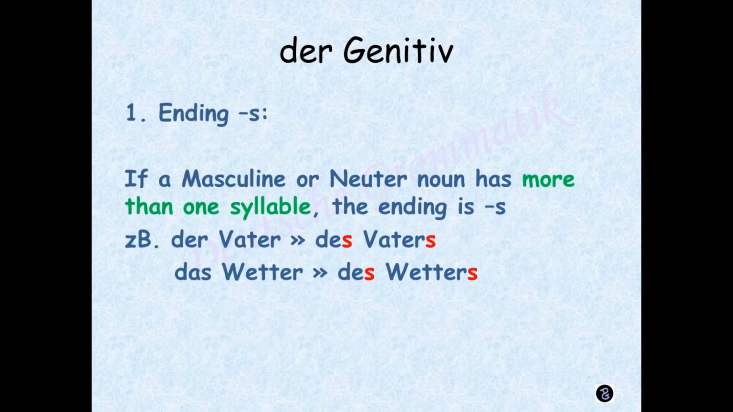Now let's see in detail how do these nouns get their endings. The first case is ending s. If a masculine or neutral noun has more than one syllable, it gets an ending s. For example, der Vater becomes des Vaters, der Kellner becomes des Kellners.